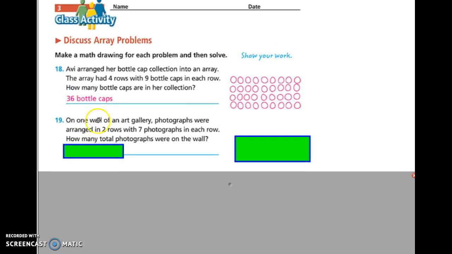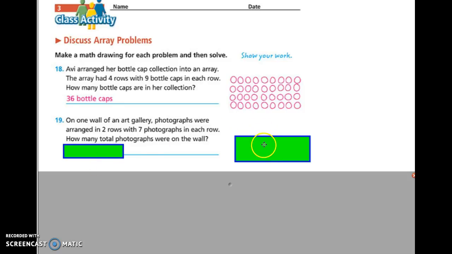All right, one more here. On one wall of an art gallery, photographs were arranged in 2 rows with 7 photographs in each row. How many total photographs are on the wall? All right, so go ahead and think about the array that you're going to draw, and then I want you to write the multiplication equation and then solve it. Let's see how you do.